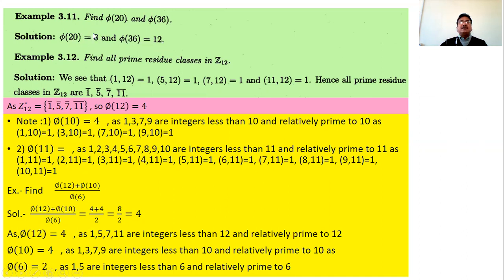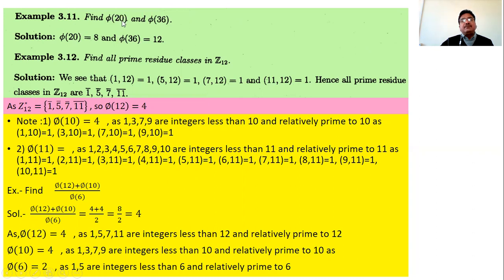Phi 20 is 8. So find the number of integers less than 20 and relatively prime to 20. So list those integers. 0 is not relatively prime to 20. 1 is relatively prime to 20. 2 is not relatively prime to 20. 3 is relatively prime to 20. 4 is not. 5 is not. 6 is not. 7 is relatively prime to 20. Then 8 is not relatively prime to 20. 9 is relatively prime to 20.